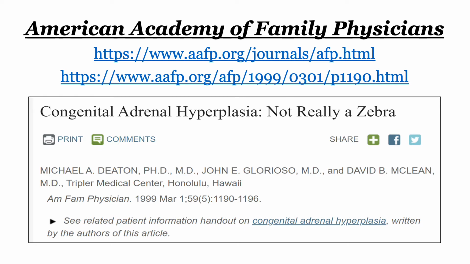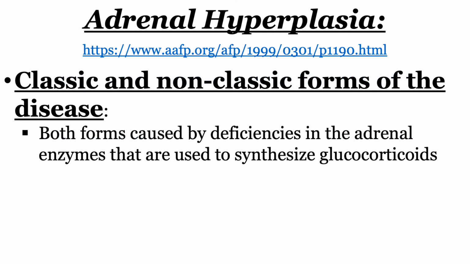Okay, CAH, both classic and non-classic forms of this disease. Both forms of adrenal hyperplasia we're going to talk about are caused by deficiencies in the adrenal enzymes that are used to synthesize glucocorticoids. The net result is increased production.